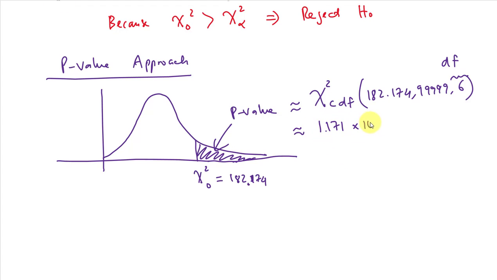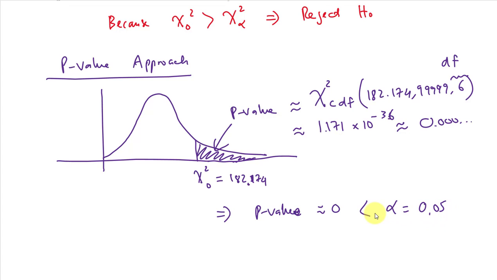1.171, and this is 10 to the negative 36. So this is an extremely small number, and you can think this one is like 0, right? Because this is almost 0, a lot of 0 to the power of negative 36. So the p-value is like 0, and of course the p-value is 0, and that is less than alpha, which is 0.05. So anytime the p-value is less than alpha, we reject the null hypothesis. We reject the null hypothesis.